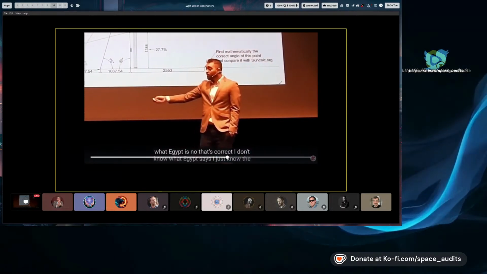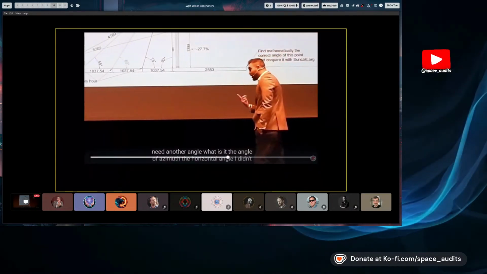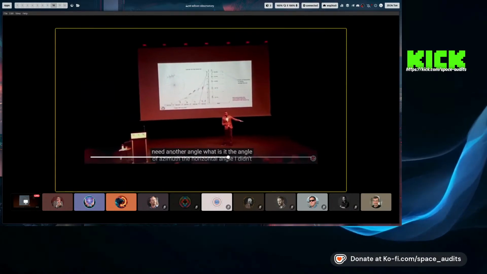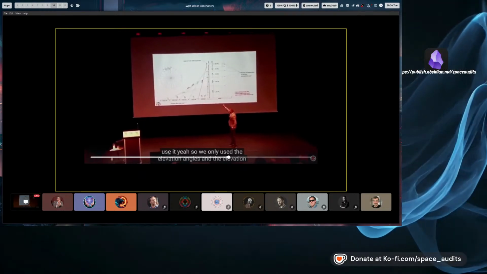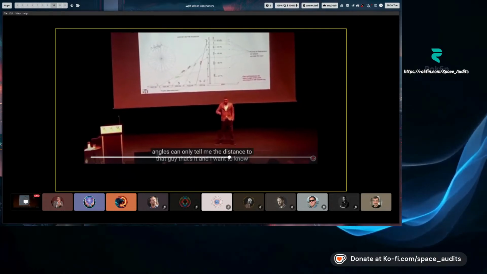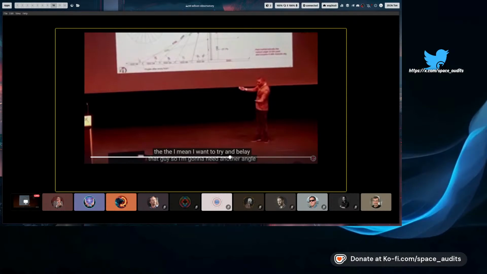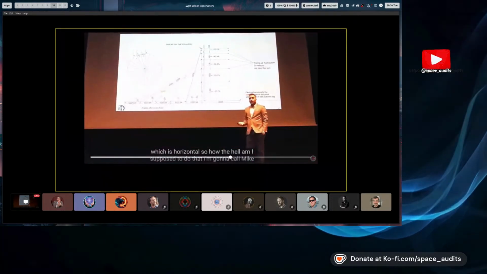I just know the distance to Egypt. So if I want to know what Egypt is, I'm going to need another angle. What is it? The angle of azimuth, the horizontal angle. I didn't use it yet. So we only used the elevation angles, and the elevation angles can only tell me the distance to that guy. That's it. And I want to triangulate that guy. So I'm going to need another angle, which is horizontal. So how am I supposed to do that?